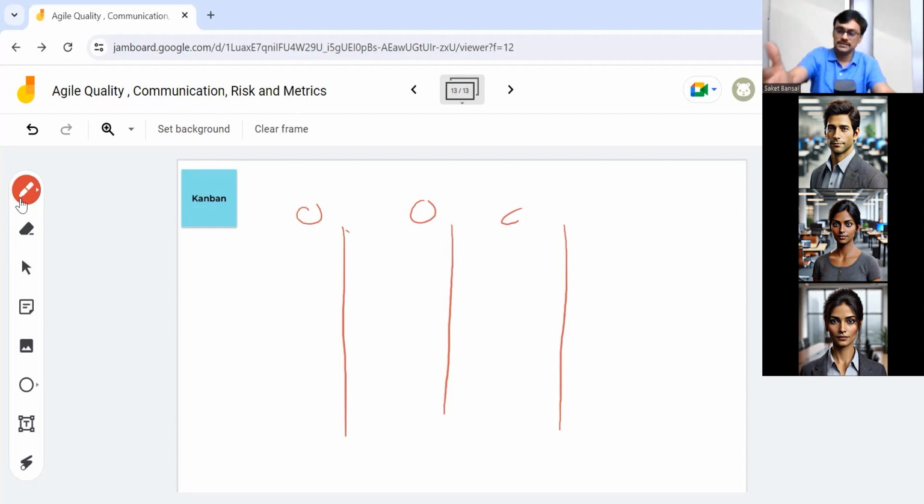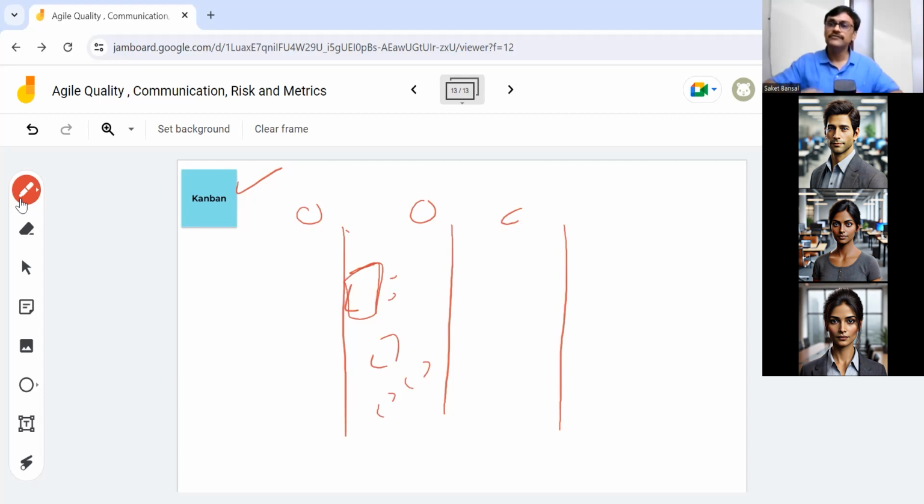Now, what is this matrix? Somebody will say it's just a board. We focus on promoting pull communication. When we are doing daily stand-up, we need to analyze why this item is stuck here for so long. So we can have a tracking of aging on the board. We can also track how many items are there at a particular stage. So Kanban board is more like an execution matrix.